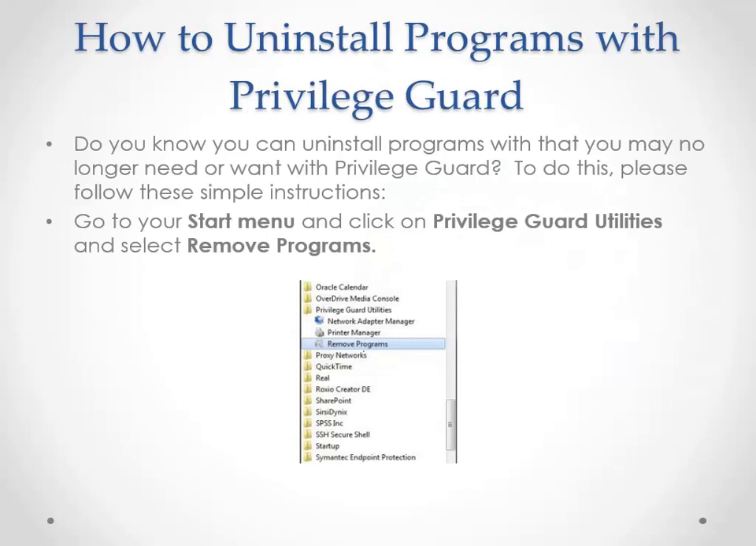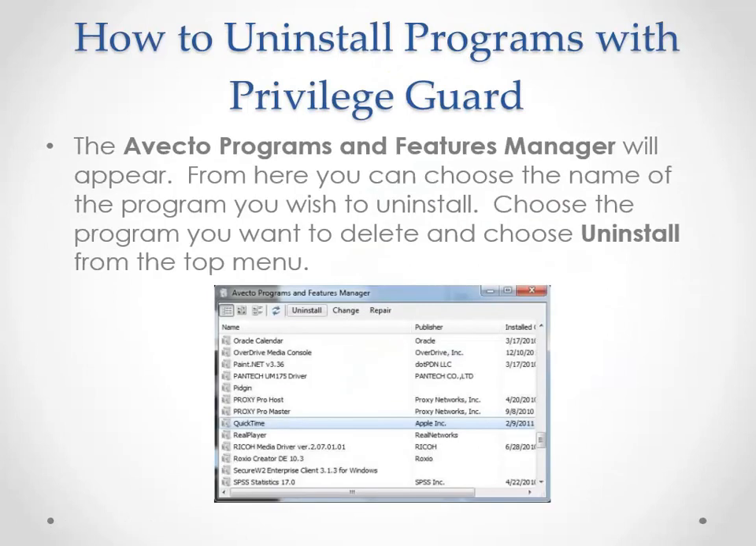Finally, to uninstall any programs on your university library's machine, you will also need to use Privilege Guard. To do this, go to your Start menu and click on Privilege Guard Utilities and select Remove Programs. The Programs and Features Manager window will now appear. From here, you can choose the name of the program you wish to uninstall, choose the program you want to delete, and choose Uninstall from the top menu.